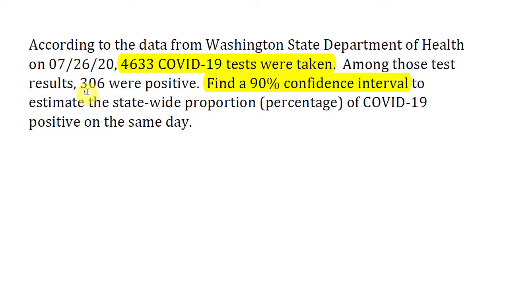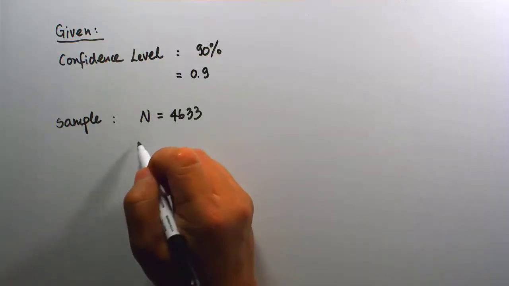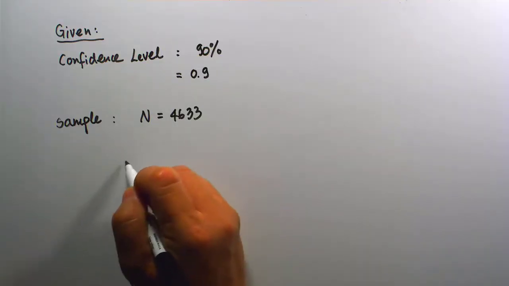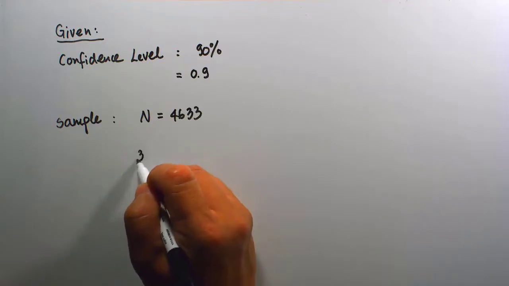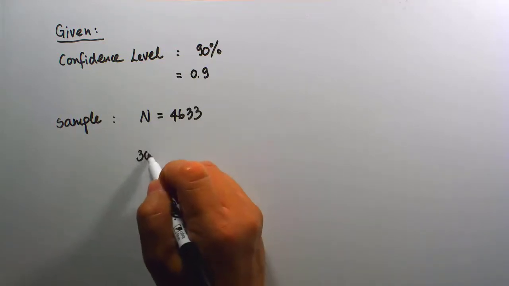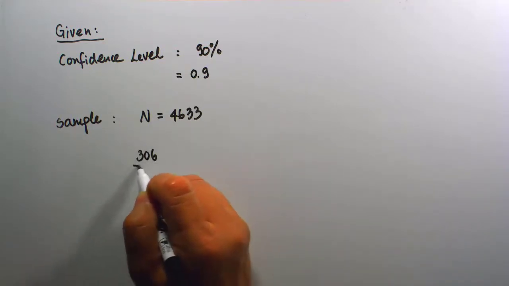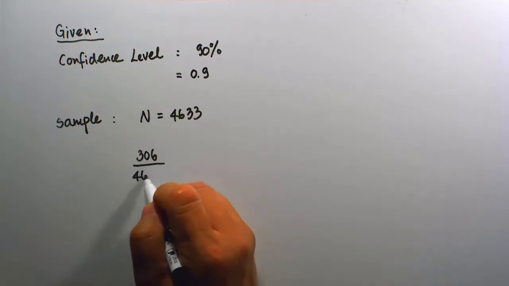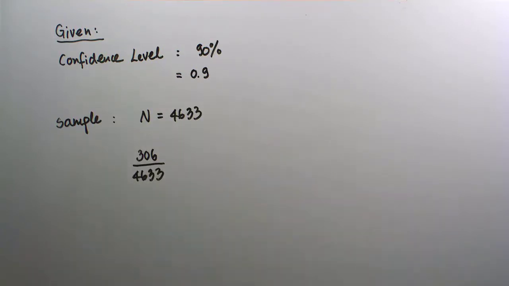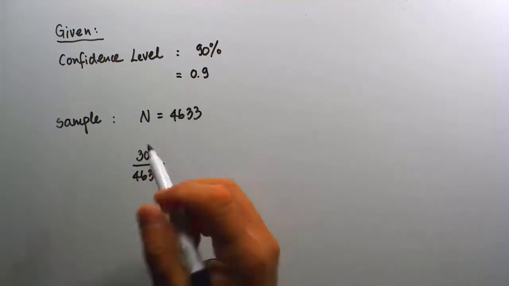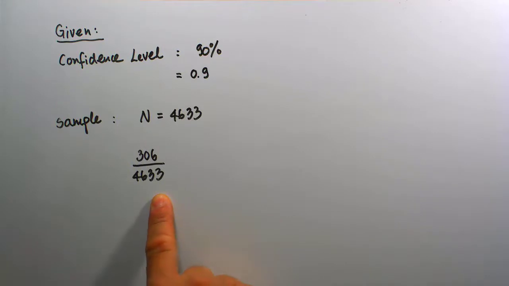And so now the further information set: among those test results. After we did testing, results come back in a couple of days. And among those tests, 306 were positive. So what I have here is actually bringing in a proportion. 306 divided by 4,633. And so this here gives us already a proportion.